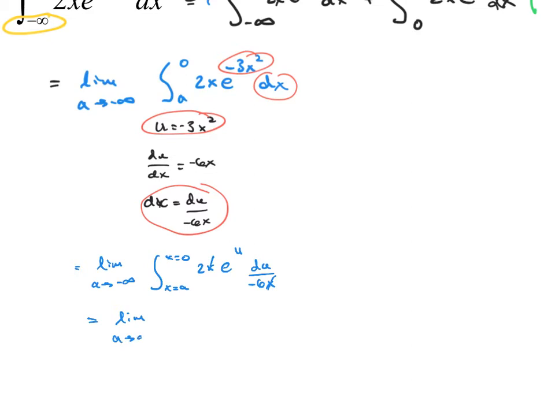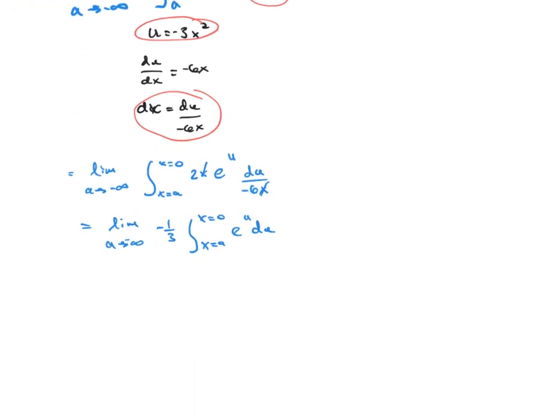So I'll pull that negative 1/3 out. This is the limit as a approaches negative infinity. I pull out that negative 1/3. I'll be left with the integral from x equals a to x equals 0. Well, then it would be e to the u du. Okay, I'm going to keep on going. Not saying this is easy. This is the limit as a approaches negative infinity of negative 1/3, which I technically could just pull out in front of everything, but that's okay. E to the u du, the integral of that is e to the u plus c. But again, this is evaluated from x equals a to x equals 0.